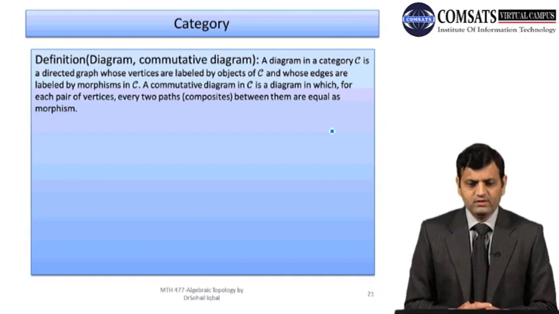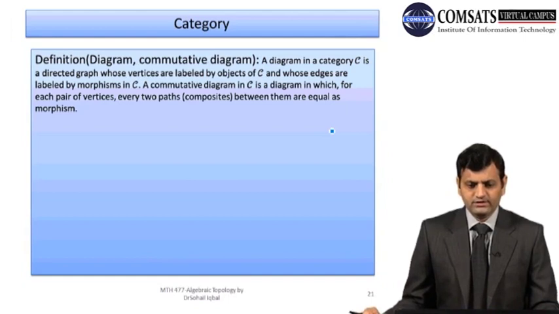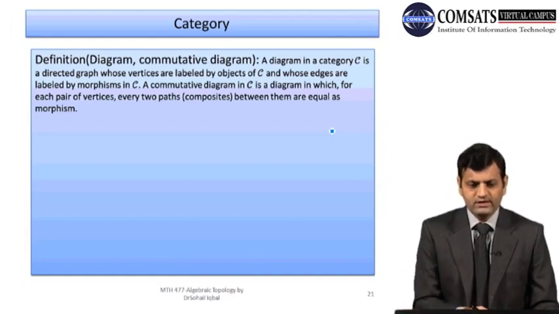So this is just a recall from our second lecture where we saw what a commutative diagram is. A diagram is commutative if for each pair of vertices of the diagram, every two paths between them are equal as morphisms.